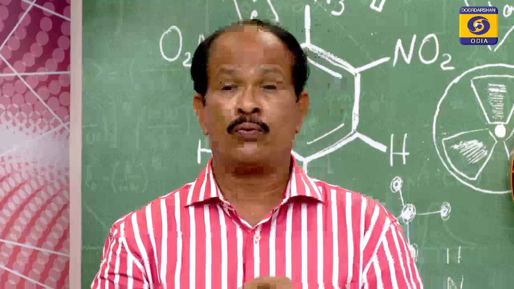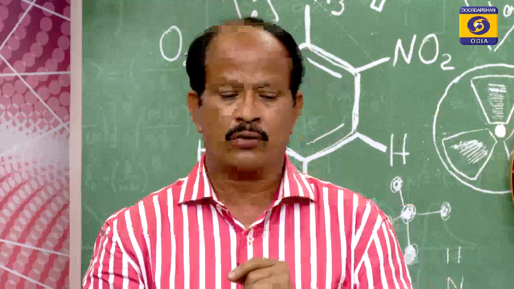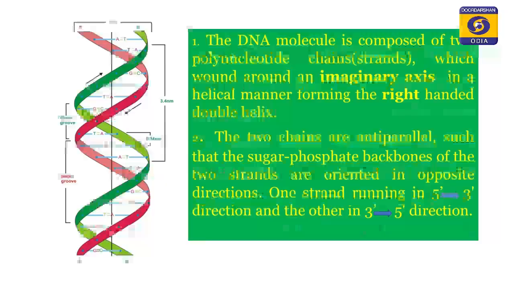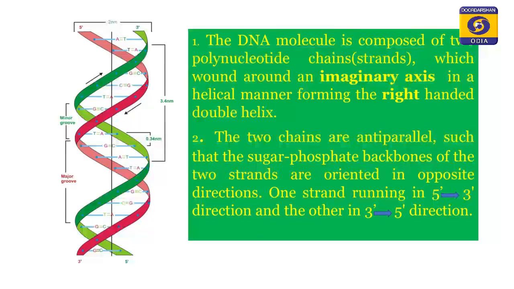It consists of two strands or two chains. The chains are called strands. Here you see the two strands are wound around an imaginary axis. Very often we think that the two strands are wound around each other, but it is not like that. Some people think that they are wound around each other just like a flexible wire, but it is not. It is wound around an imaginary axis in a right handed manner. So, that is why it is a right handed double helix.